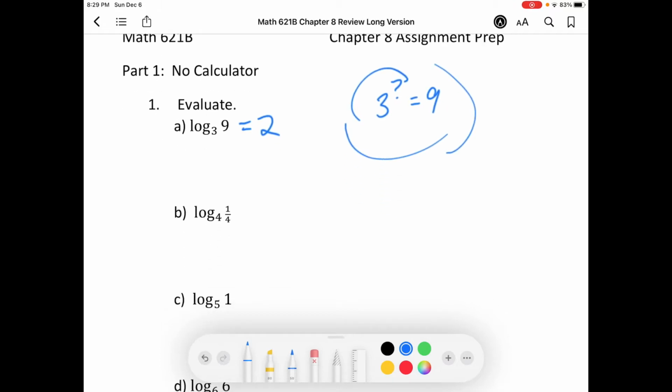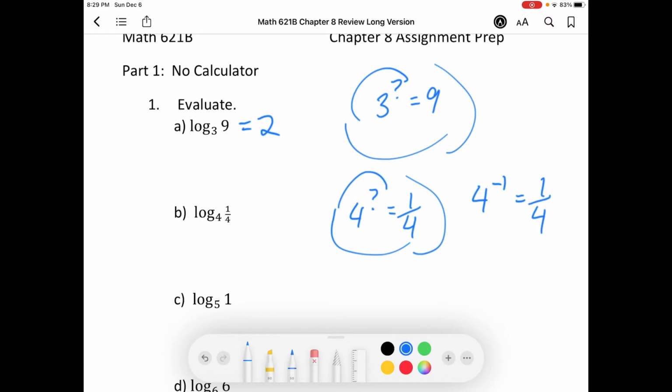So I have the log base 4 of a quarter. Again, this is just saying 4 to the power of what gives me a quarter. Now remember, negative exponents flip. So 4 to the negative 1 equals a quarter. That's the thinking we do. And that means that the missing exponent here was negative 1. The log base 4 of a quarter is negative 1.